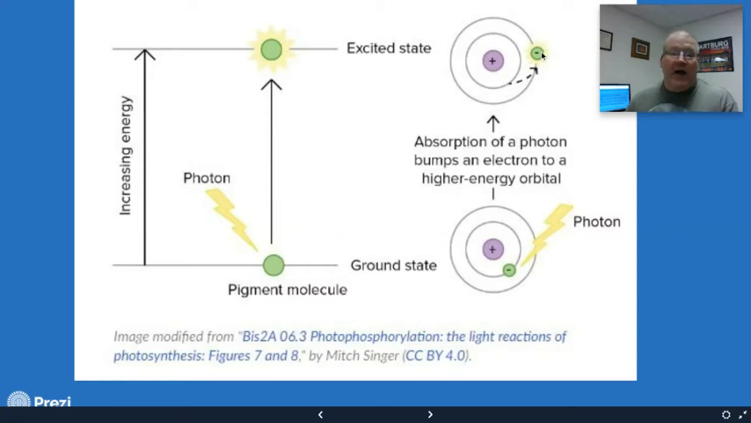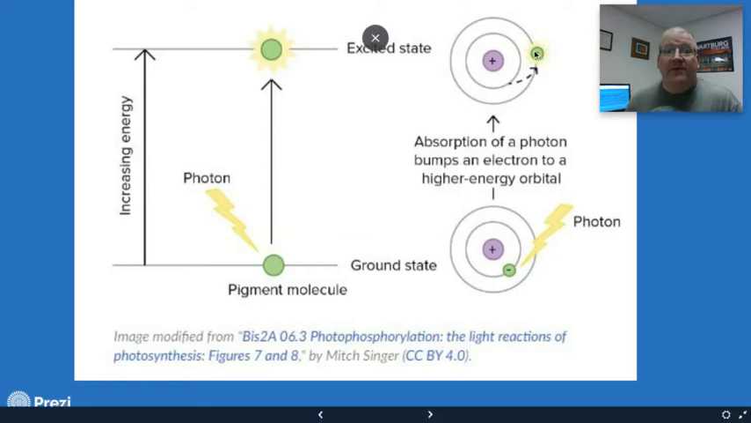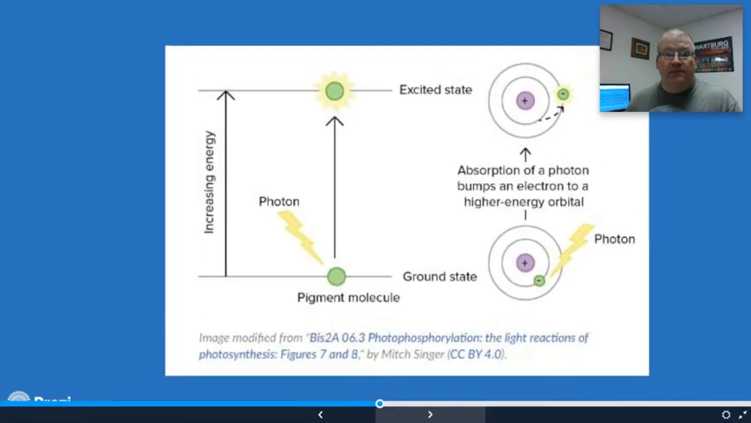We know that higher orbitals have greater energy. Okay? And this isn't going to last very long. It's highly unstable. So as that drops back down, as this electron now drops back down to its more stable original ground state, that energy is going to be passed from chlorophyll from one molecule to another. And that is the moment when radiant energy is captured as chemical energy.